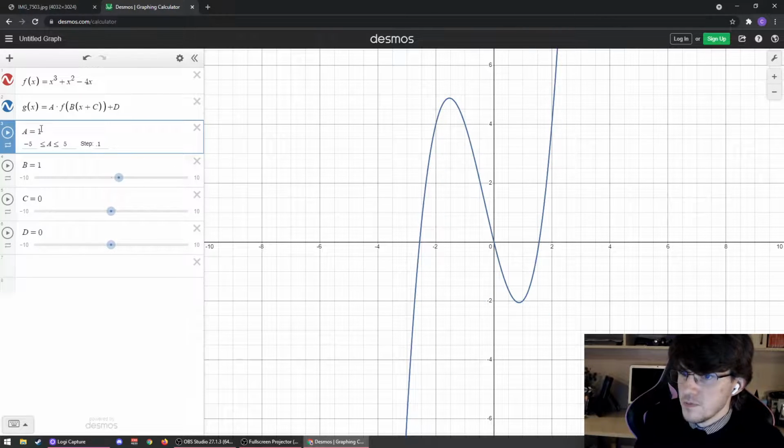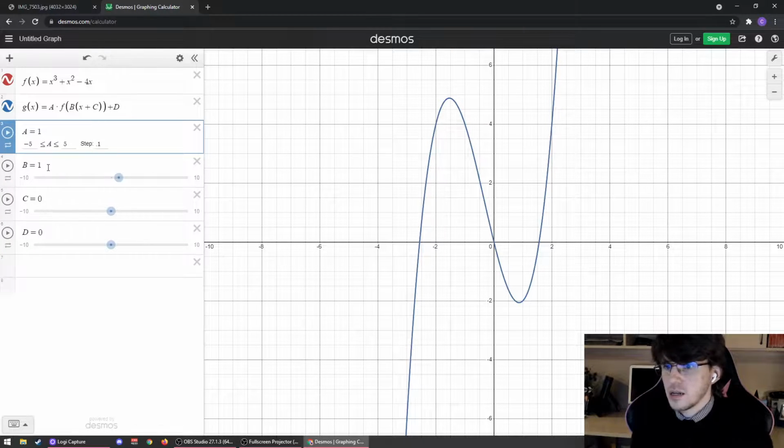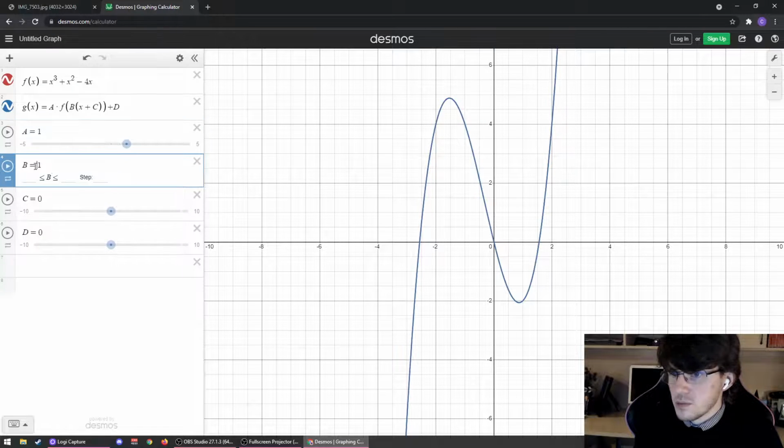Not too big a deal. Big A's stretch it apart, small A's compress together. Big B's push it together from side to side, and small B's will pull it apart.